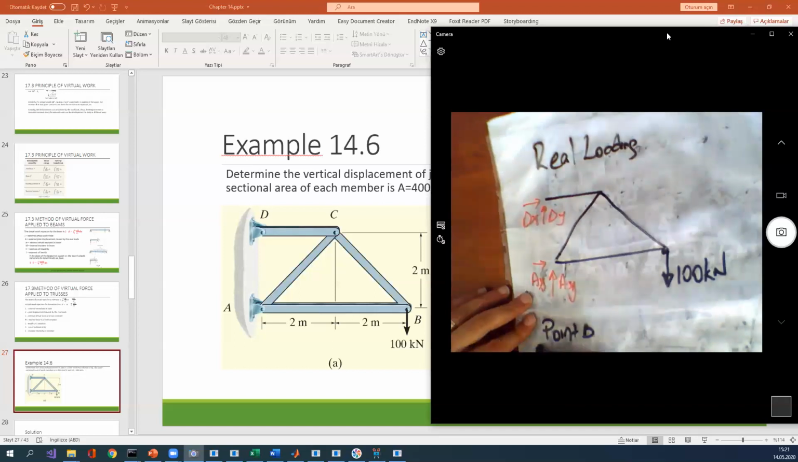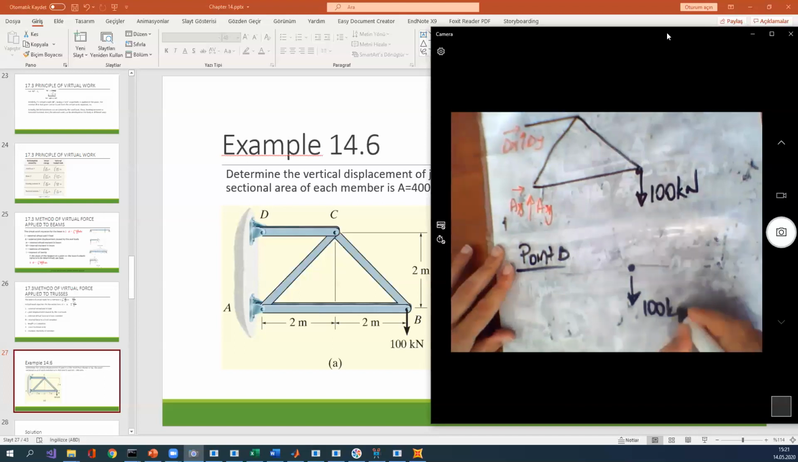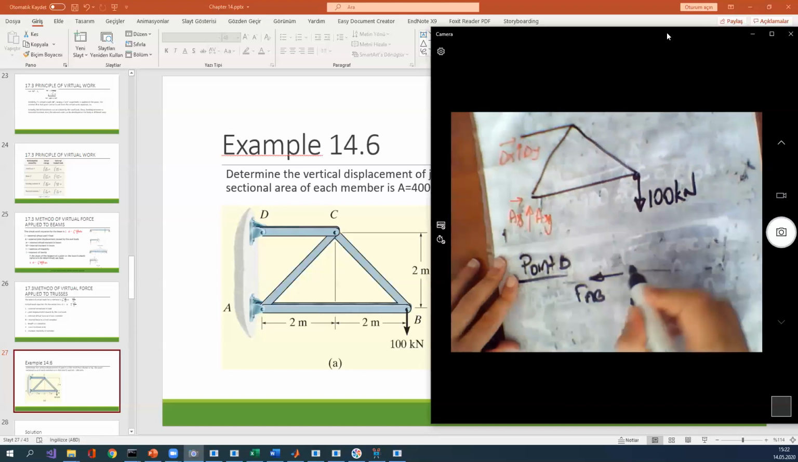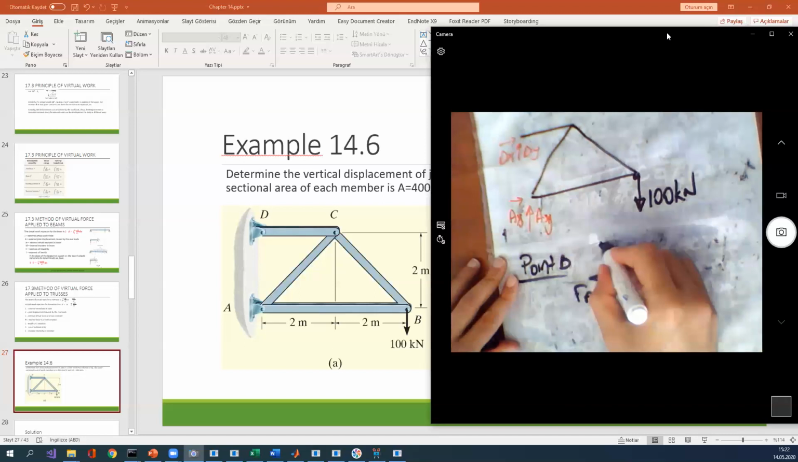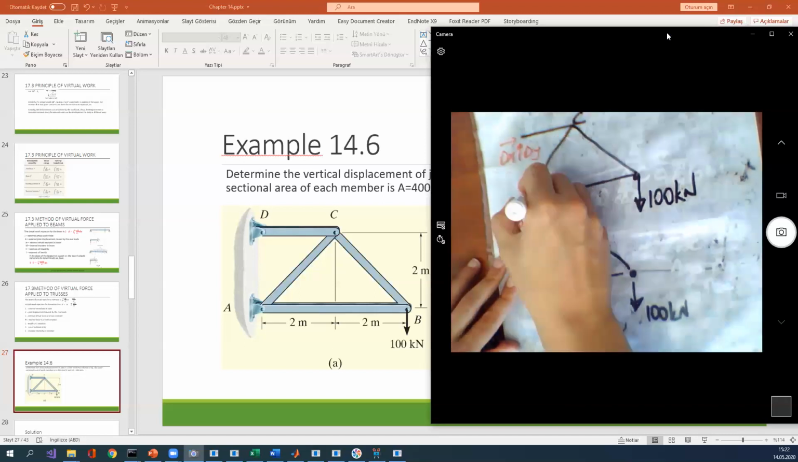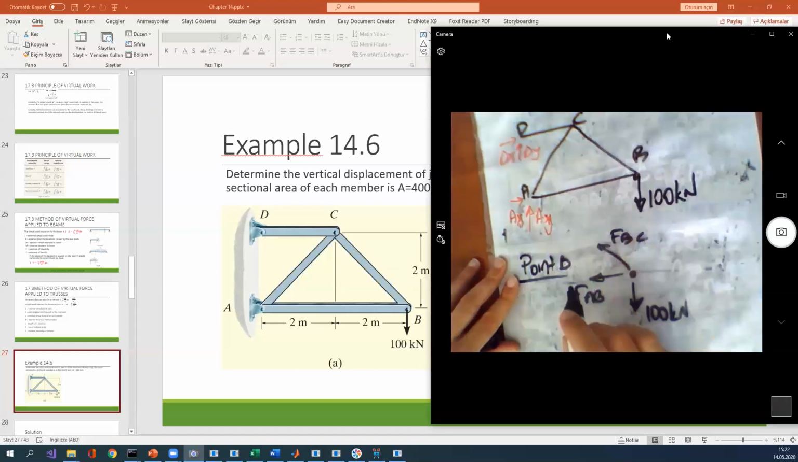On point B, I'm drawing the free body diagram. Sorry, 100 kilonewton in here, two forces in here, FAB, and one force in here, FBC. This angle is 45 degrees. Okay.